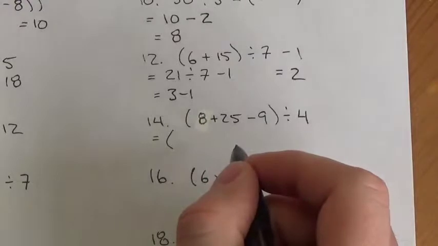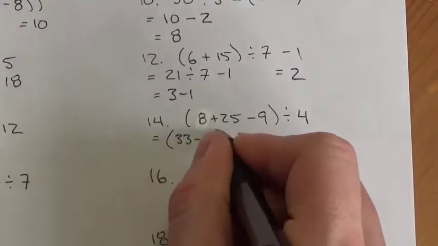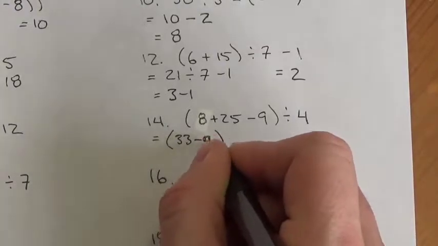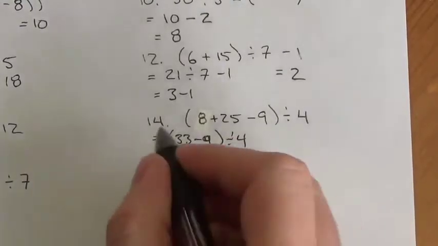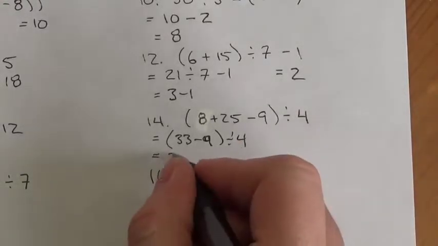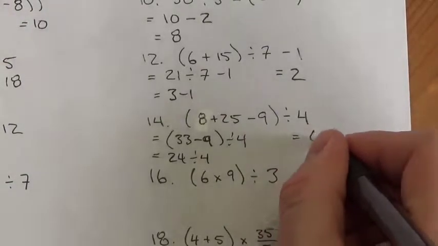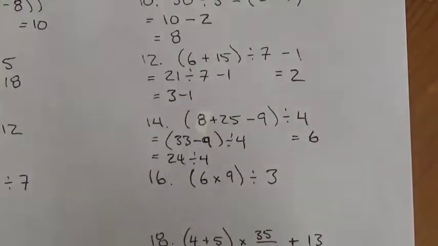8 plus 25, okay, is going to be 33. Whoa, that's right. Saw the 4, wrote it down there. 33 minus 9 is going to be 24. And 24 divided by 4 is equal to 6.